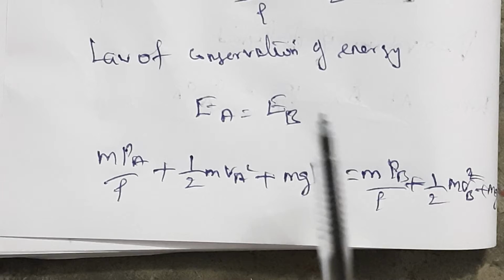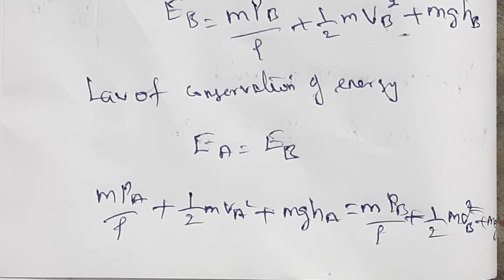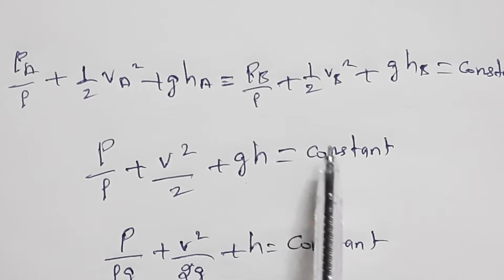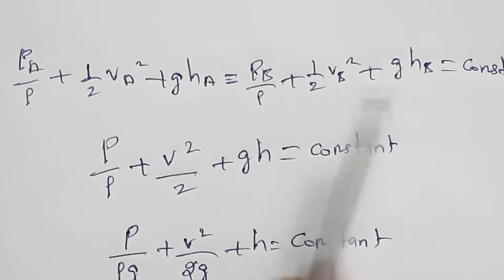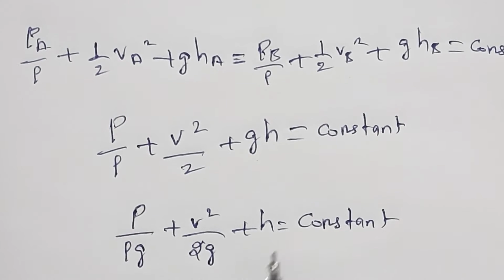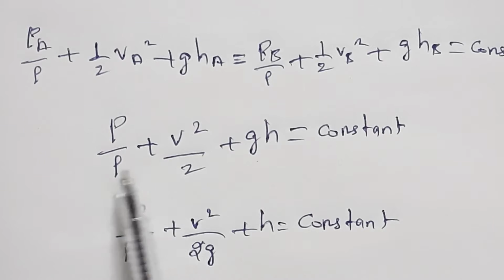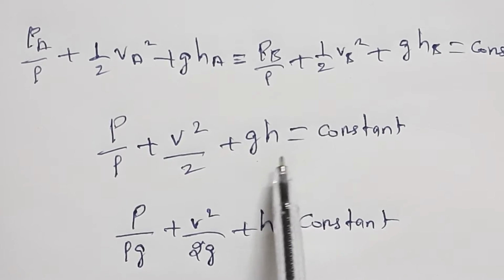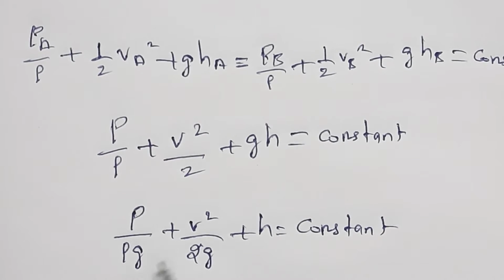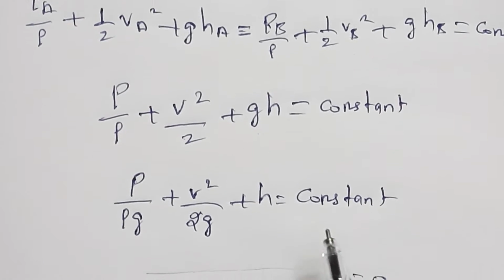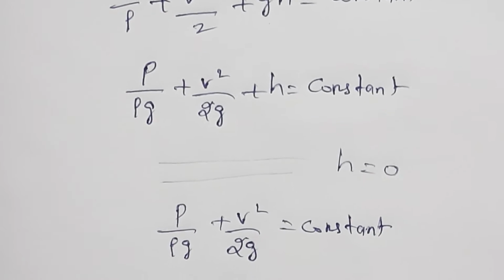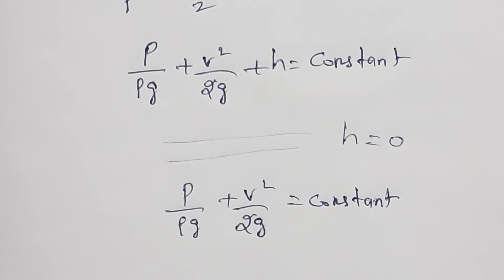So when we write all the values, M gets cancelled. So PA by rho plus half VA square plus GHA is equal to PB by rho plus half VB square plus GHB is equal to constant. So P by rho plus V square by 2 plus GH is equal to constant. Generally we can write this. Again, if we divide the whole equation by G, we can write P by rho G plus V square by 2G plus H is equal to constant. Suppose the pipe is horizontal, H is equal to 0. So we can have P by rho G plus V square by 2G is equal to constant.